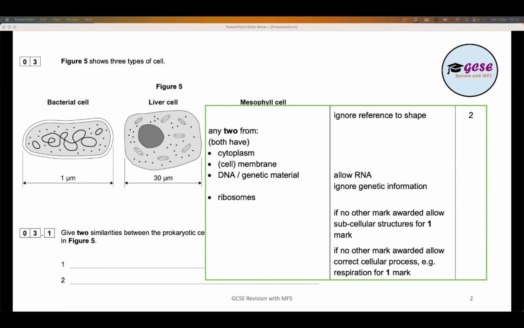Animal cells don't have a cell wall, sorry, and you cannot say anything along the lines of mitochondria or anything like that. Okay, so be strict with yourself. Only allow yourself what is present on the mark scheme. So you can only have cytoplasm, cell membrane, DNA, genetic material, or ribosomes. Okay, and you can't have a process. As it says in the mark scheme, there is no other mark allowed for subcellular processes. You cannot gain 2 marks for a subcellular process.